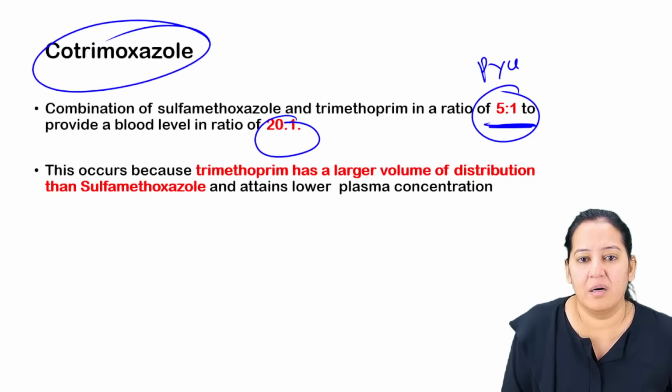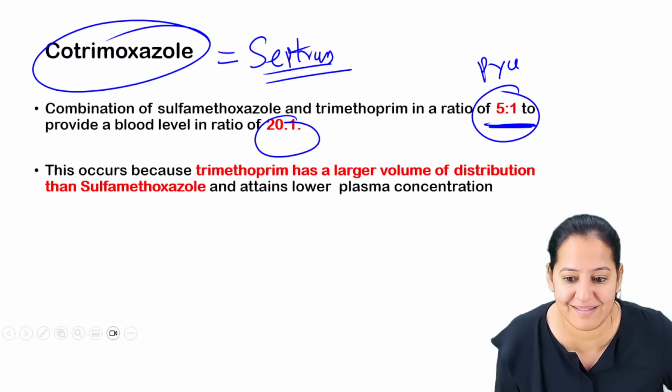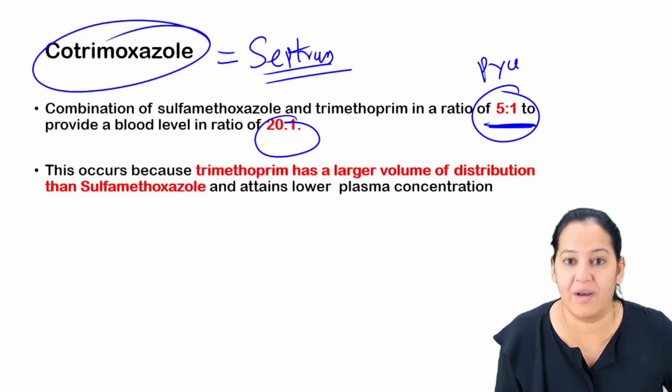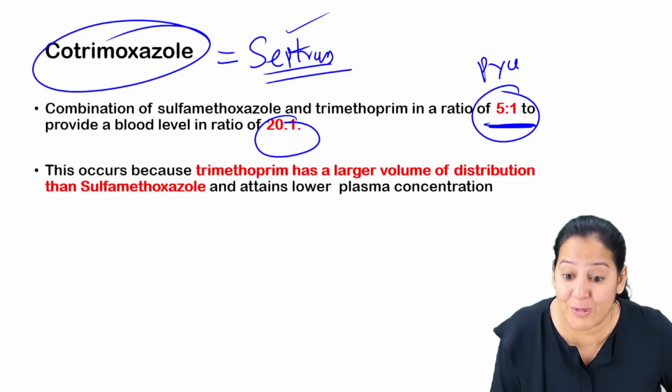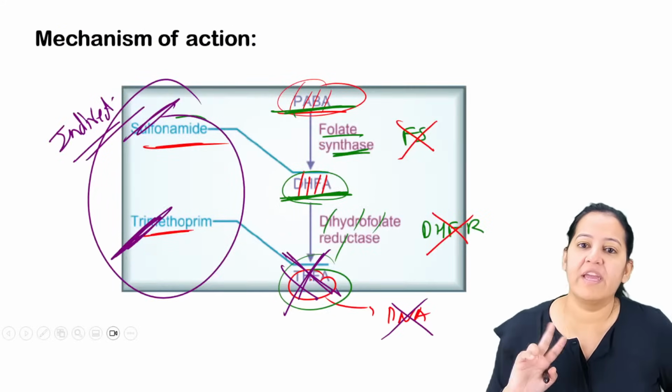कॉट्रिमॉक्साजोल का brand name है Septron. Septron is the brand name. You know, like paracetamol, the brand name is Crocin. Crocin is a brand name, it contains paracetamol. In the same way, Septron is a brand name like Crocin. It contains cotrimoxazole. Say yes if you got it. So we give them in combination.